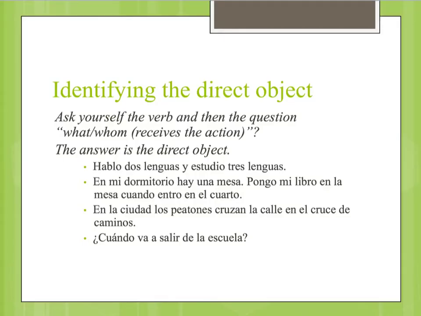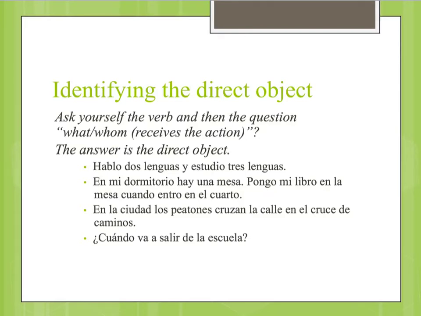The first thing we have to talk about probably is how to identify a direct object. A very simple way to find the direct object in a sentence, even in English, is to say the verb to yourself, and then ask the question, what or whom receives the action? The answer to that question is the direct object.